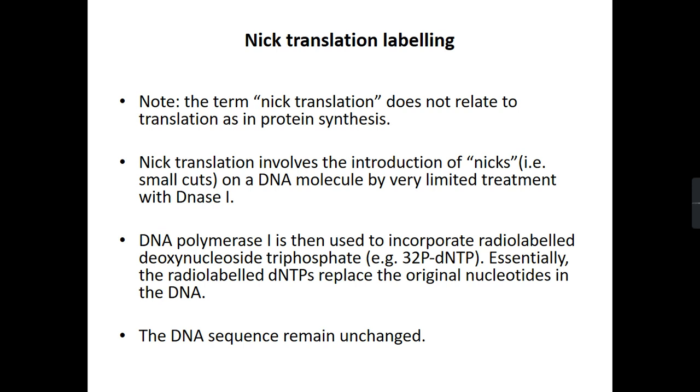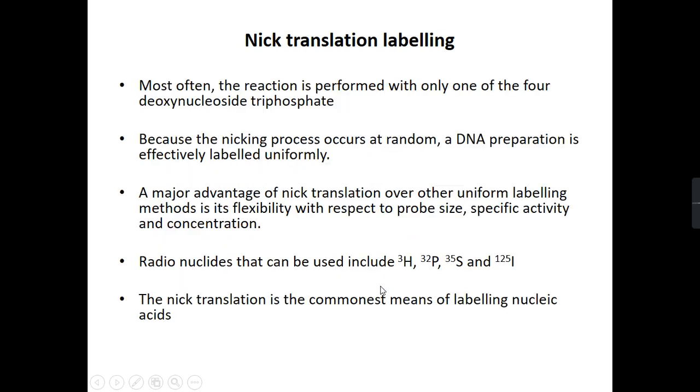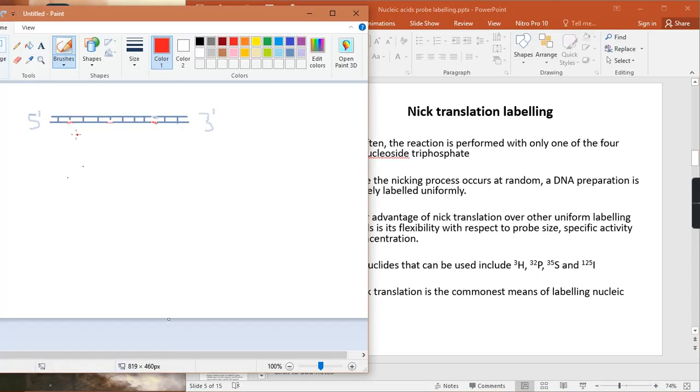After that, we would have our polymerase extending our nicks. Most often the reaction is performed with only one of the four deoxynucleoside triphosphates, so it's only one that we label. If it is C, we are labeling only C. So wherever the enzyme has made the nicks, let me show you what I mean. The enzyme has made a nick here, so meaning here is C, here will be C, here will be C.